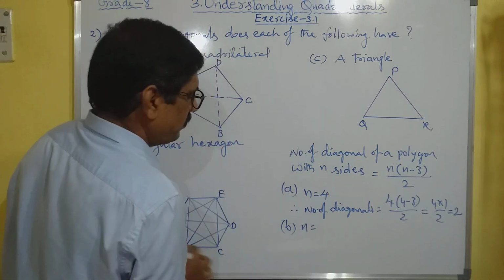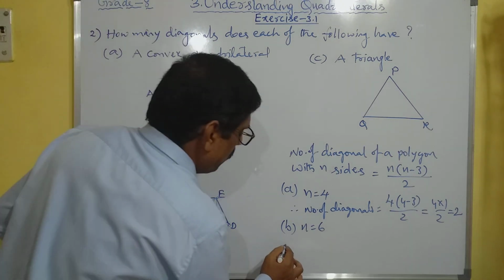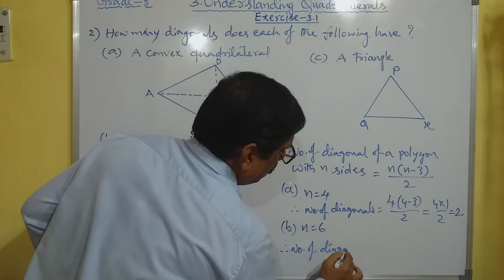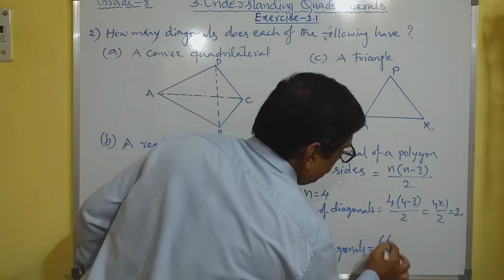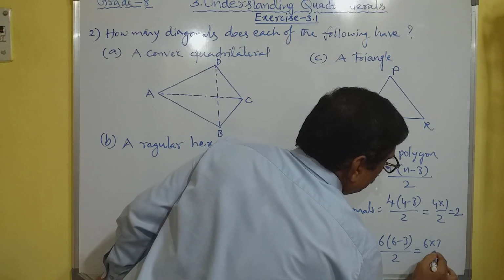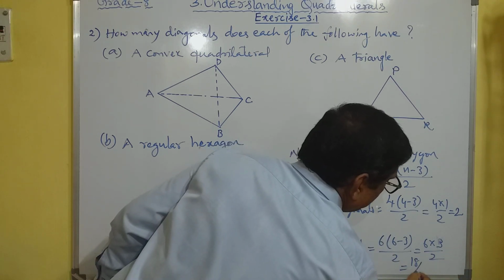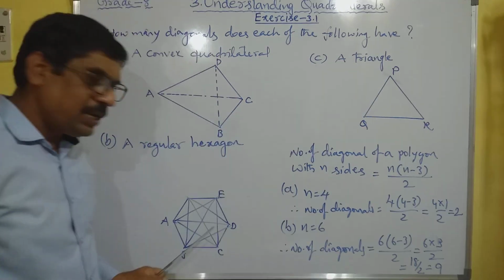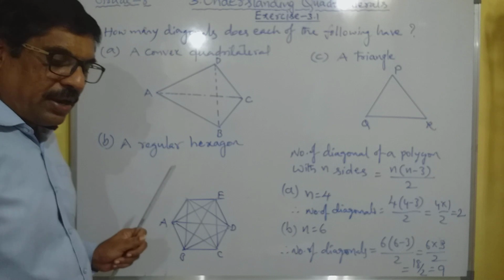First let us check whether the number of diagonals is correct or not. Here it is a hexagon, so the number of sides is equal to 6. Therefore, number of diagonals is equal to n into n minus 3 by 2, 6 into 6 minus 3 by 2, 6 into 3 by 2, that is equal to 18 by 2. 18 by 2 means how many? 9. So we get 9 diagonals only. Okay. So it is a regular hexagon.